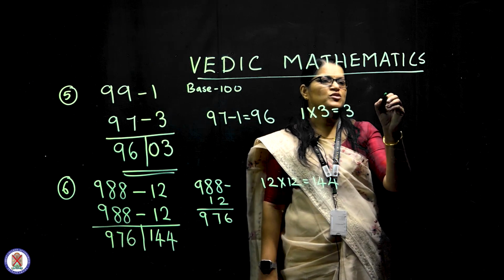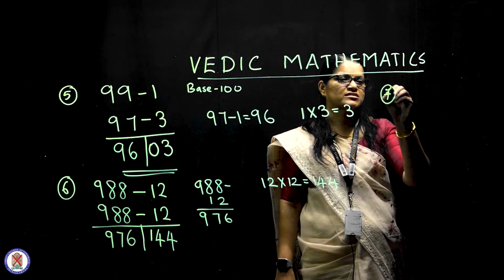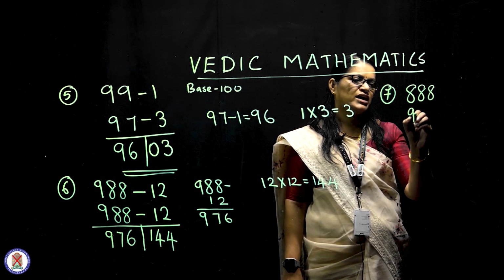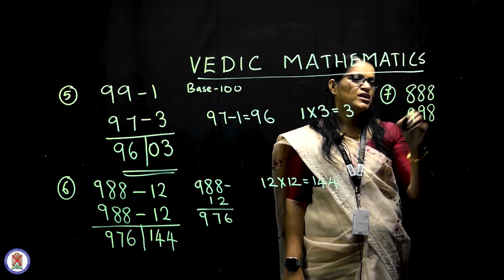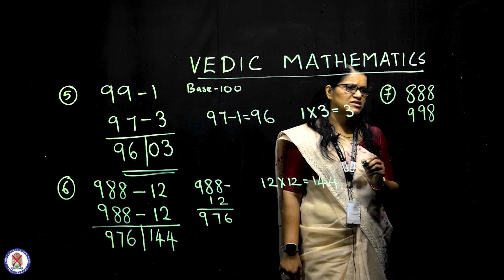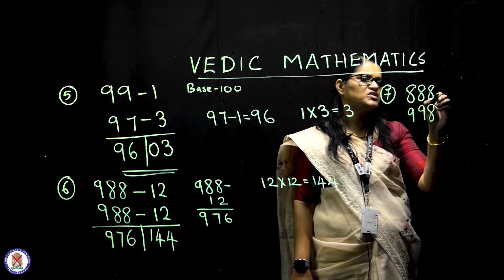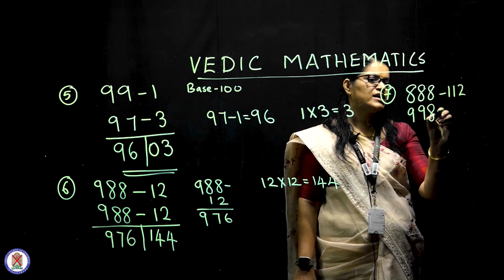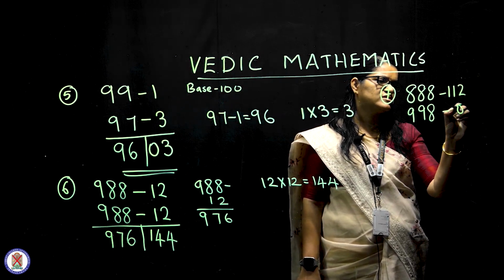We'll consider one more example of the 3-digit case. Let us multiply 888 by 998. Here also the base is 1000, and so the deficiency will be 112 in the first case, and it will be 2 in the second case.